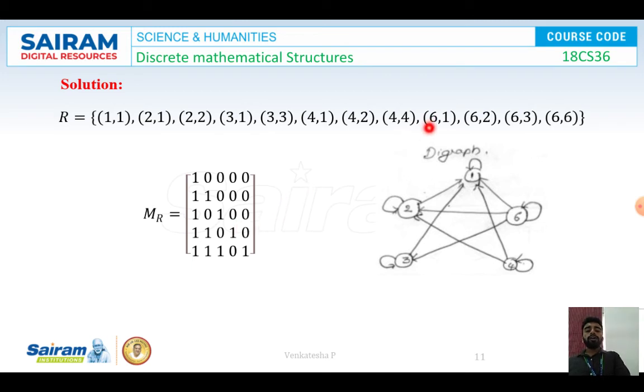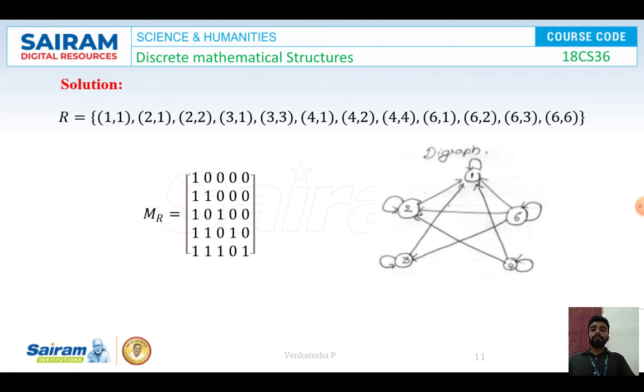Again at row number 5 and column number 1 the value will be 1. Again at row number 5, column number 2 the value will be 1. At row number 5, column number 3 the value will be 1. At row number 5, column number 5 the value will be equal to 1. And so now from this matrix I can make the digraph also.